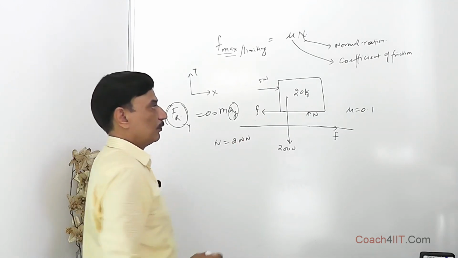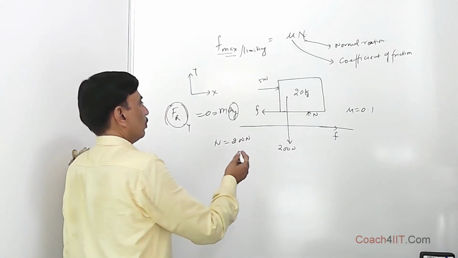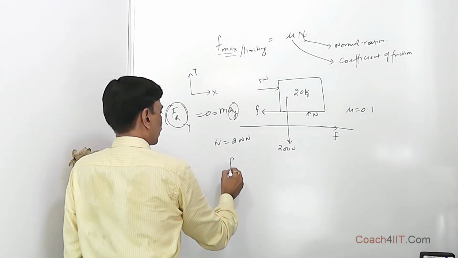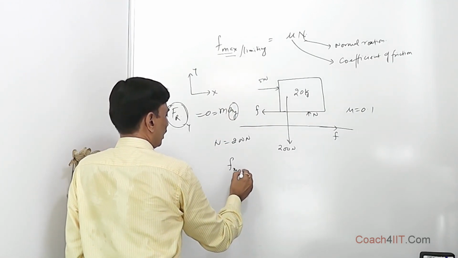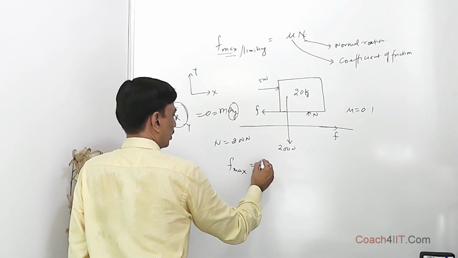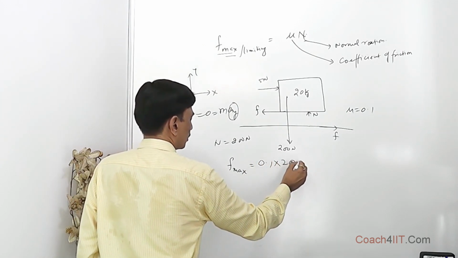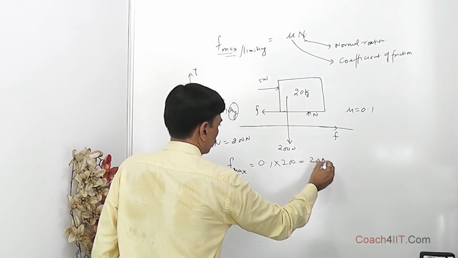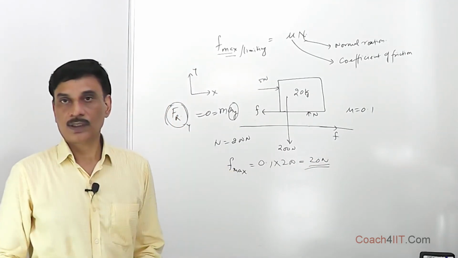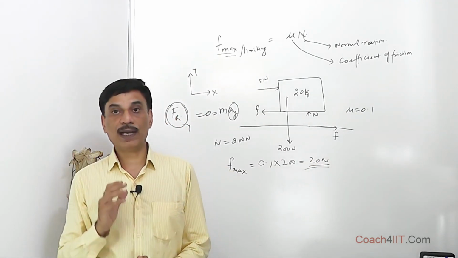Now we have got the value of normal reaction. So we can now easily find the maximum value or limiting value of friction force. So we find F max or F limiting, mu is 0.1 into 200 is equal to, that comes out to 20 Newton. It means the maximum value of friction force.